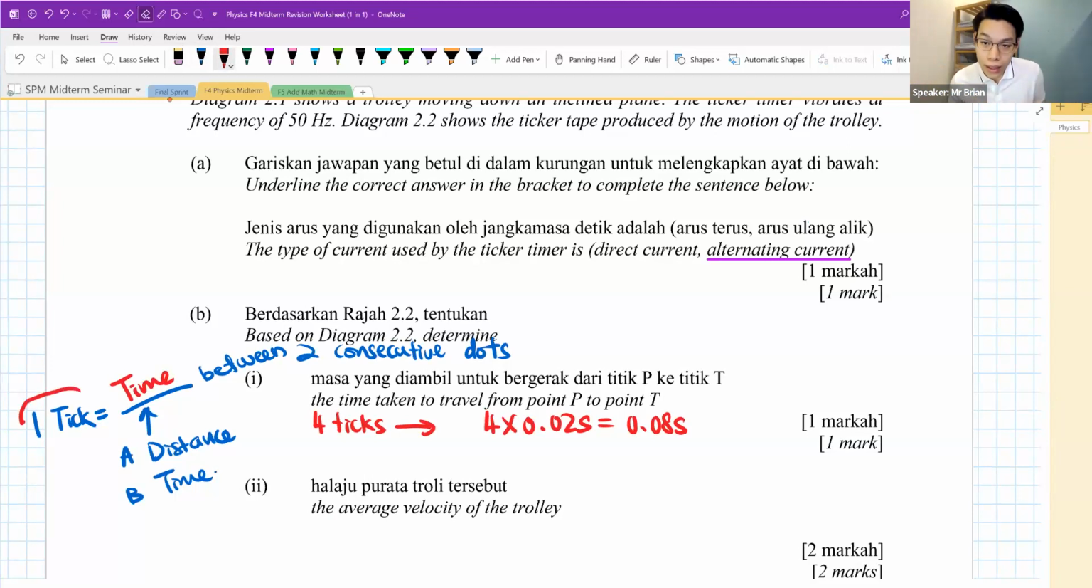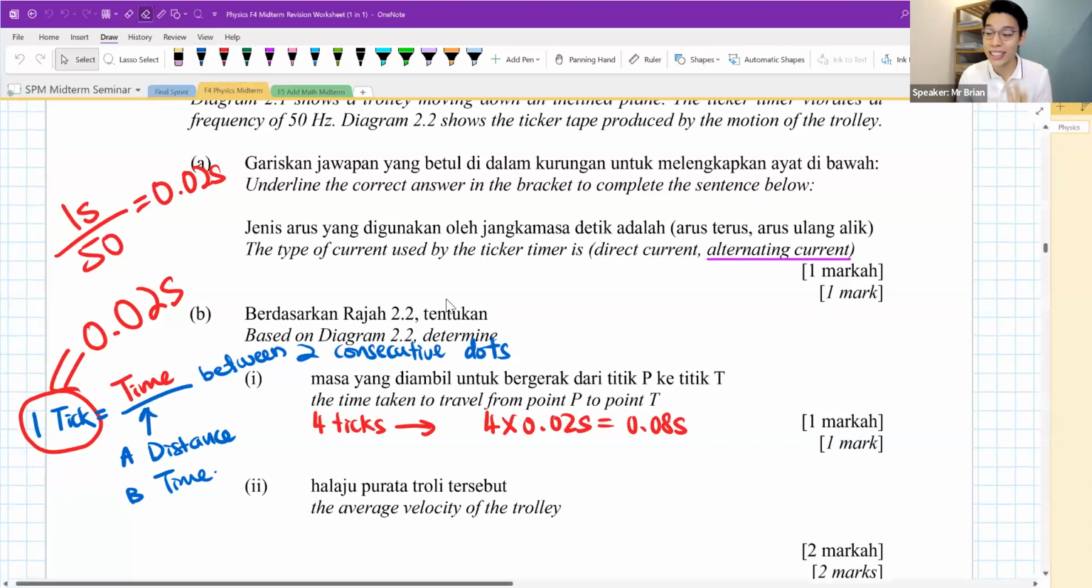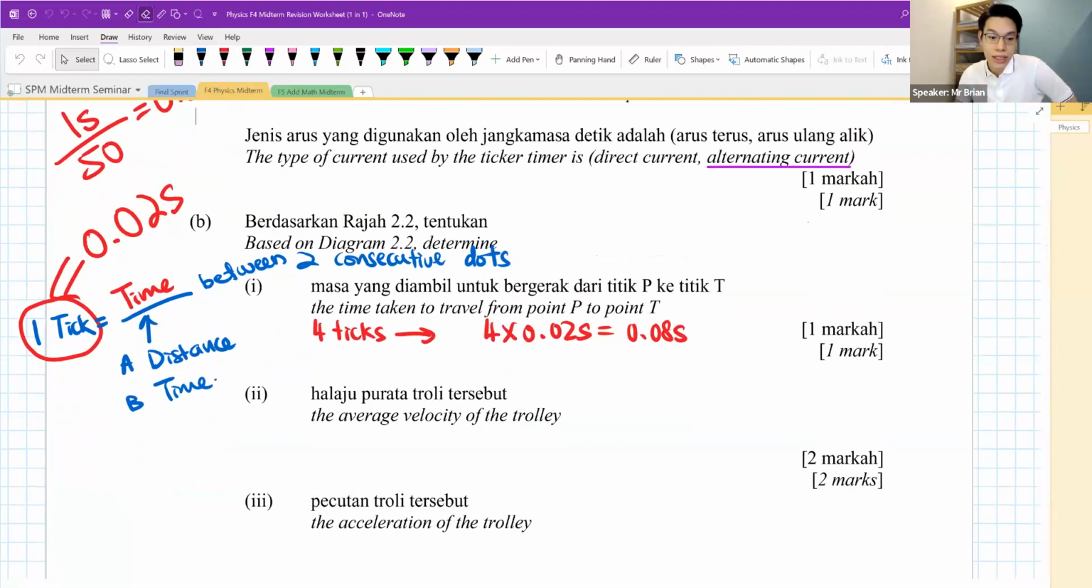That's why the value for one tick is always fixed, it's always 0.02 seconds, because 1 second will have 50 dots, 50 vibrations. That is how we get 1 second divided by 50 gaps. This value you must remember, but they will sometimes ask you the meaning of one tick: the time between two consecutive dots, two dots that are next to one another. Time, not distance.